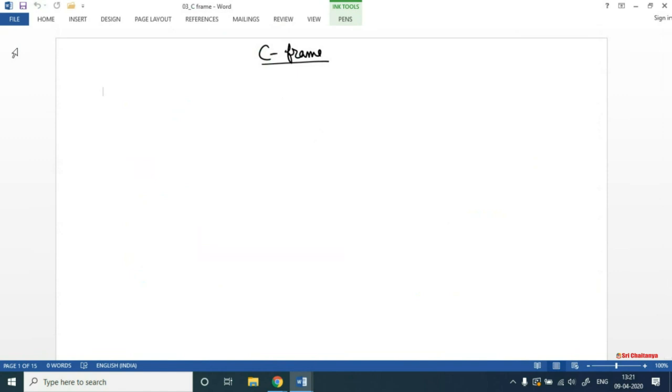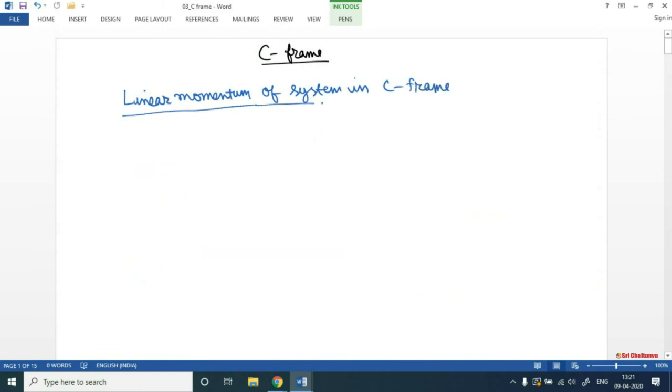the linear momentum of the system in the C frame, and mostly we will be restricting our discussion to a two particle system. So let's say we have a two particle system of mass m1 and mass m2, and this particle is moving with some velocity v1, and this particle is moving with some velocity v2.